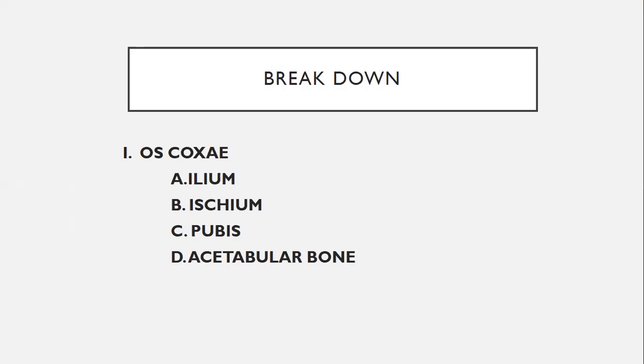So we have, starting with the os coxae, it's composed of 4 bones. We have the ilium, spelled as I-L-I-U-M. There's another ileum, which is actually a segment of the intestines, and it's usually spelled as I-L-E-U-M. So not to confuse anyone. Then we have the ischium. Then we have the pubis, and the fourth one, which was just recently discovered, is the acetabular bone.